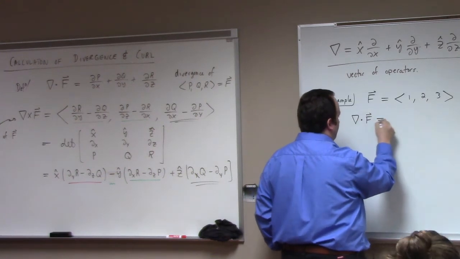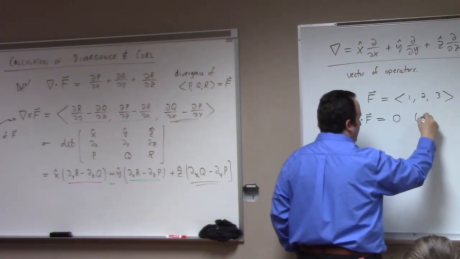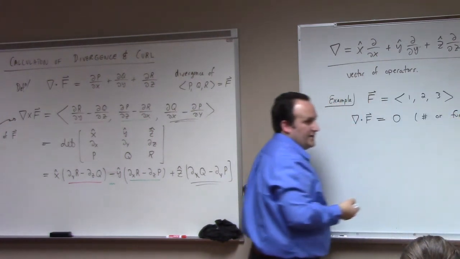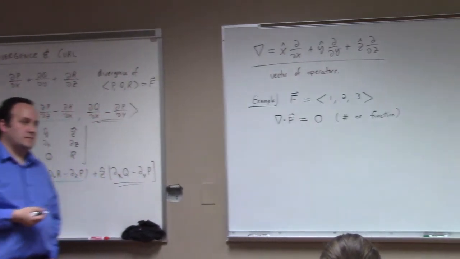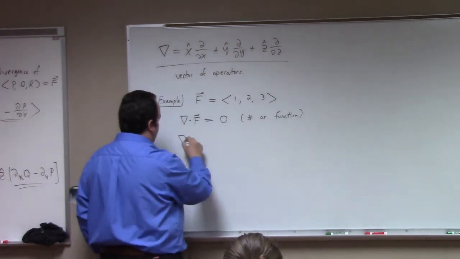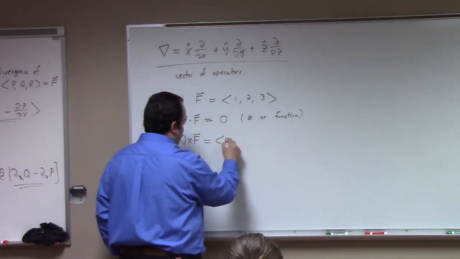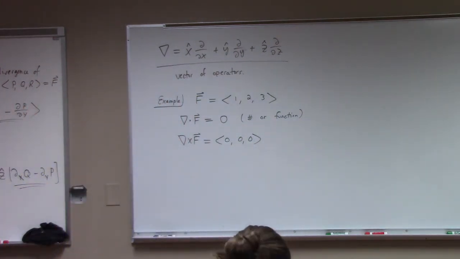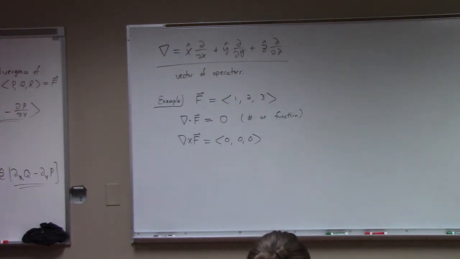Zero what though? Zero the number or function, right? Depending on if you want to think about the point being fixed or varying. But anyway, it's a scalar. The curl, on the other hand, is what? It's the zero vector. That's the most important basic distinction between divergence and curl. Divergence is a scalar function. Curl is a vector. All right? This example is too stupid, though, because all the derivatives are zero. I don't think it gives us much insight at all.